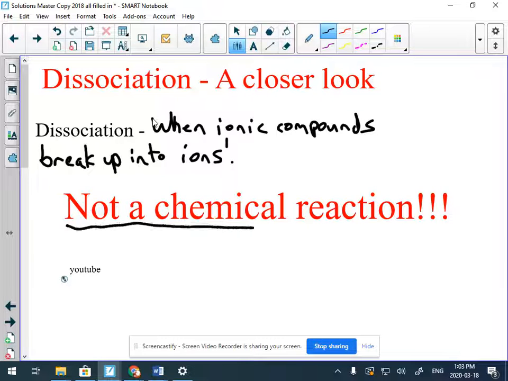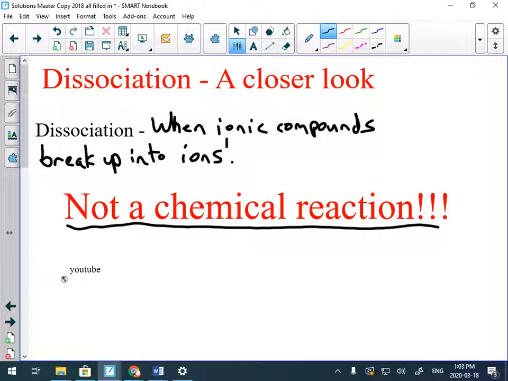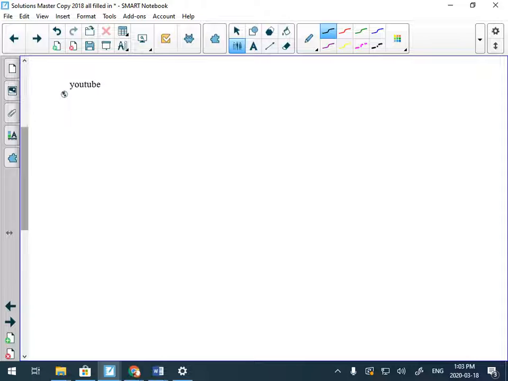This is not a chemical reaction. All right, so let's do a couple examples. Easy one. Sodium chloride. Sodium chloride is highly soluble. You can check your solubility table.